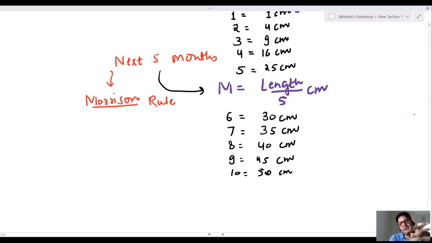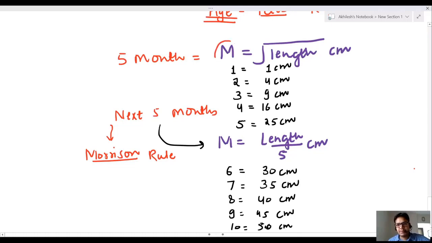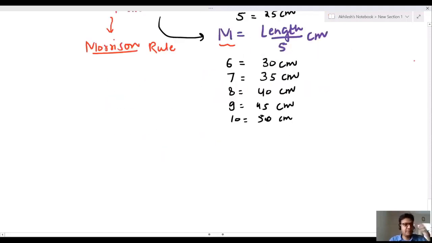Anyway, sir, for the first 5 months, again I'm revising, my dear friend. This is the rule of Hasse. For the first 5 months, month is equal to the square root of length in centimeters. For the next 5 months, month is equal to length divided by 5 centimeters. This is a very simple formula to decide length and month. If length is given, you can detect month. If month is given, you can detect length. The next 5-month rule is also known as Morrison rule.